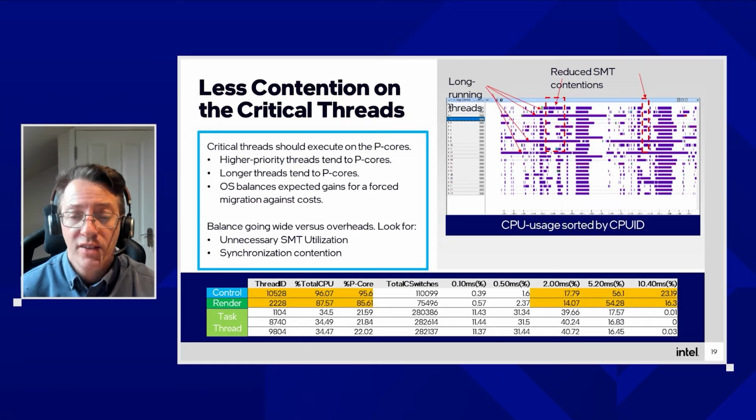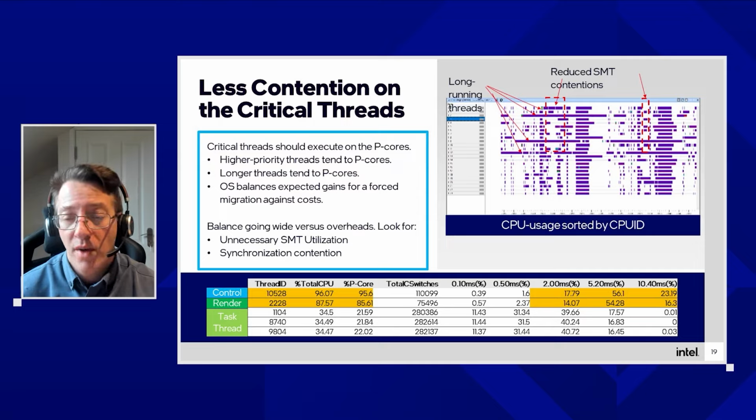One of the main reasons for this is the OS actually looks at the duration that tasks are expected to run for and prioritizes long-running tasks on the actual P cores. So in the case here, both the control and render tasks, their average runtime is over 5 milliseconds, where the actual jobs within the tasking system, they average only half a millisecond. So the OS does a good job of keeping things onto those P cores for the critical threads.